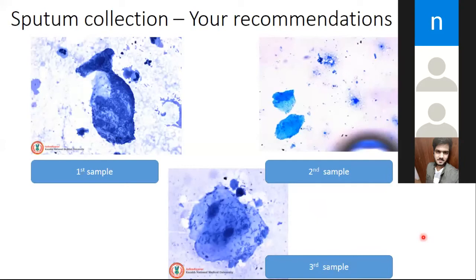Okay, second sample. In the second sample, we can see it's not clear actually. Maybe this is 2 or 3 epithelial cells. Yes, ma'am, it's also saliva. Saliva, okay. And third sample? Third sample, it's sputum. Why? No, ma'am, the third sample is also saliva because the number of cells is less.